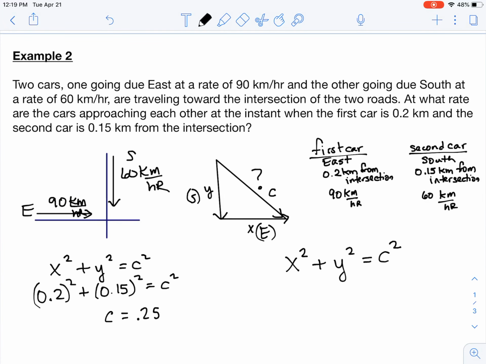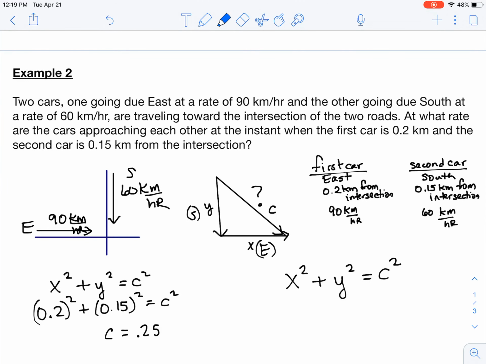All right, so then I did what I did before. It said here that the east car was 0.2 kilometers from the intersection, so I did this. And the south car was 0.15, so I did this, and I looked for C. So I found C to be 0.25. So I put that over here.